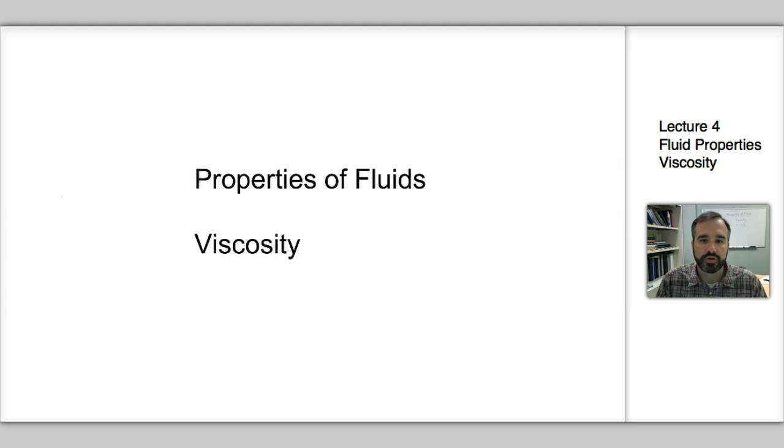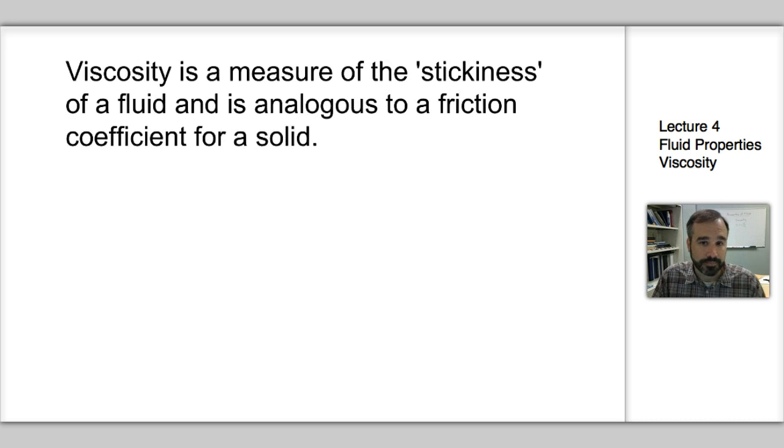In this episode, we're going to go over our second important fluid property, viscosity, which is unique to fluid mechanics, so we're going to spend a little bit of time developing an intuitive understanding of what viscosity really is. Conceptually, we can think of viscosity as a measure of the stickiness of a fluid to itself or to other materials, analogous to a friction coefficient for a solid. For example, water is a low viscosity fluid, whereas honey or oil are high viscosity fluids.